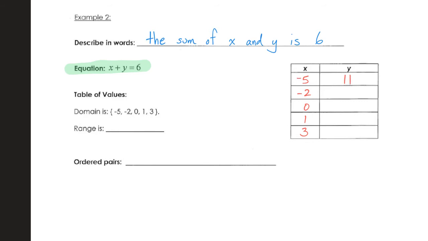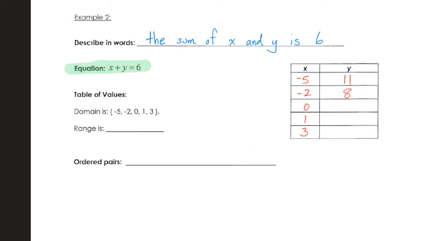And now we can go through pretty quickly. -2 plus what gives me 6? Well, -2 plus 8 gives me 6. Nice. Okay, can I confirm that? Well, in my equation, -2 plus my Y value gives me 6. So to get rid of a -2, I add 2. Yep, my 8 checks out.